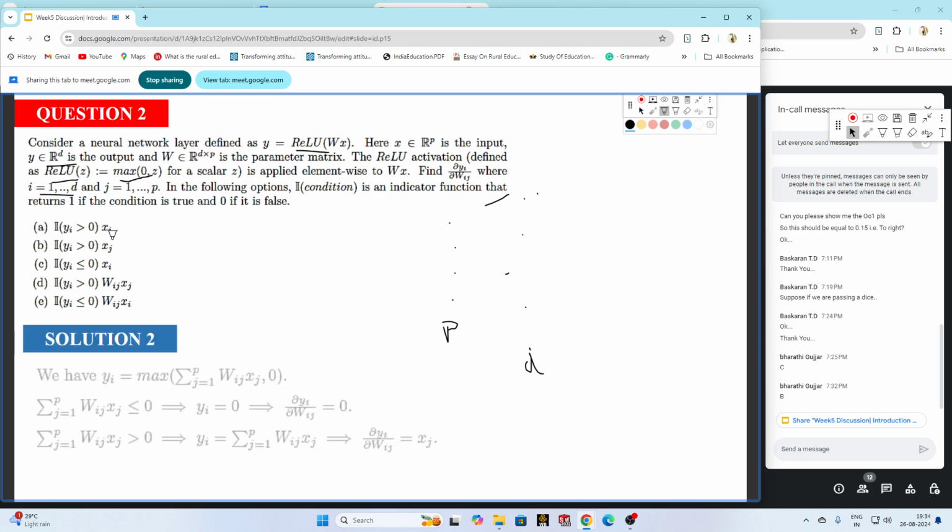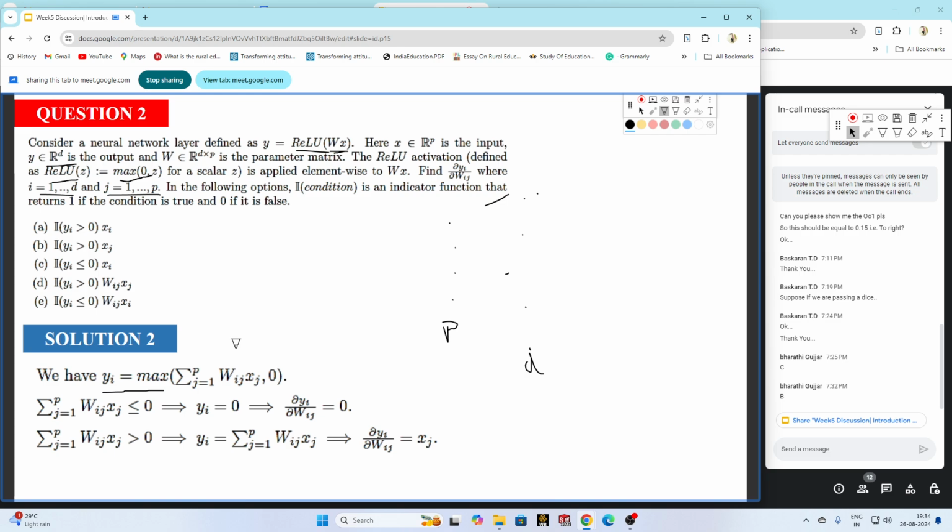So ReLU means yi equals max(z, 0). Now this z is Wx, that is wij into xj. x is your input, because j belongs from 1 to p. So this xj will be your input and wij will be your weights. Okay, now we will have conditions.